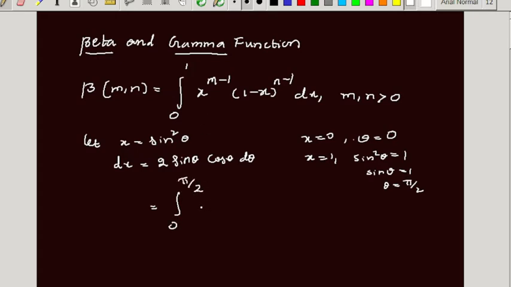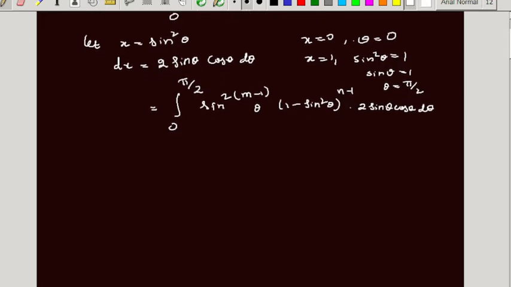x is nothing but sine square theta. Here m minus 1 is there, so we put the bracket (sine square theta) power m minus 1, into 1 minus x, which is cos square theta, power n minus 1, into dx. dx is 2 times sine theta into cos theta into d theta. So here we multiply the powers, integration 0 to pi by 2. This 2 we write before the integration.